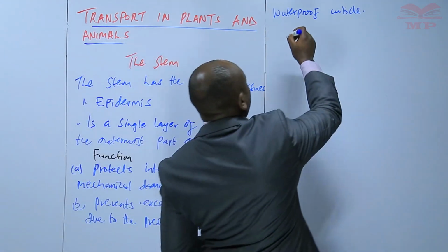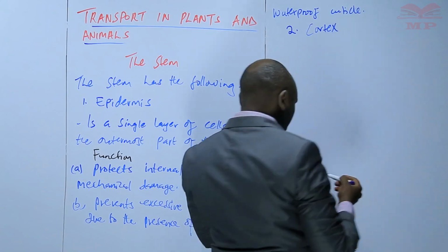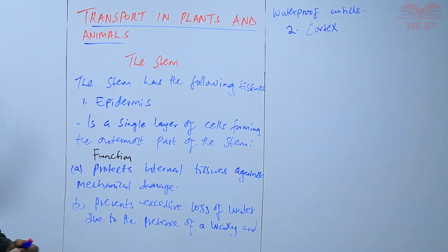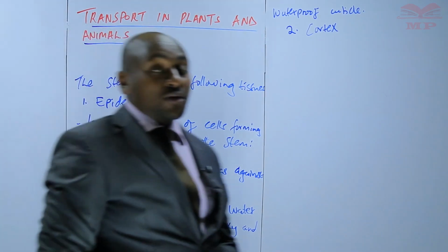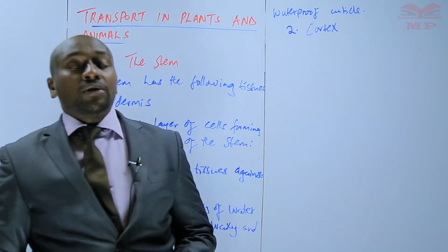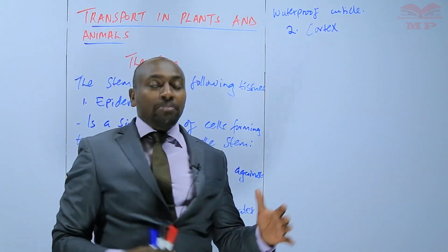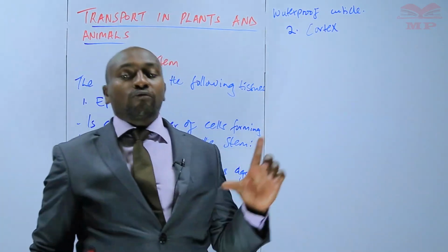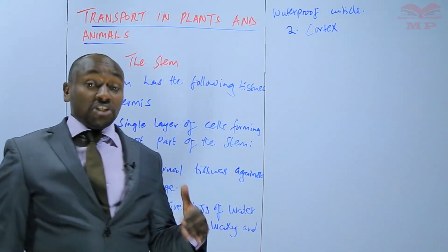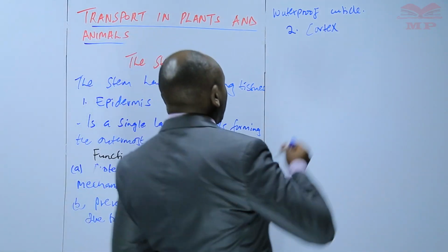Number two, underneath the epidermis we have the cortex, just like we saw the cortex of the root. And the cortex of the stem is made up of a number of layers of tissues. For example, we have collenchyma tissue, we have parenchyma, and we have the sclerenchyma. So those are the main parts that make the cortex of the stem. So the cortex of the stem is differentiated into different layers or different tissues.